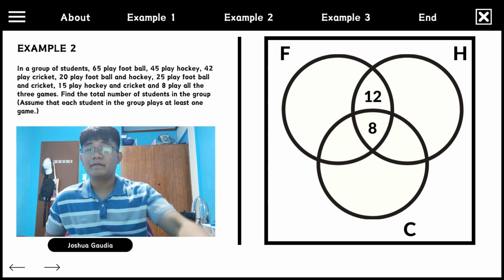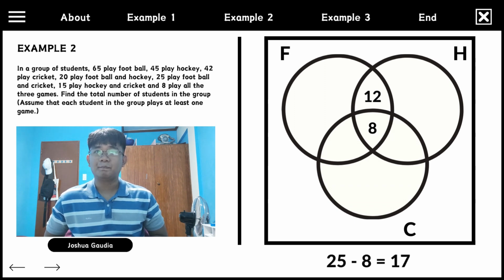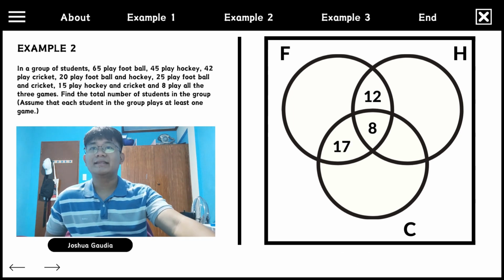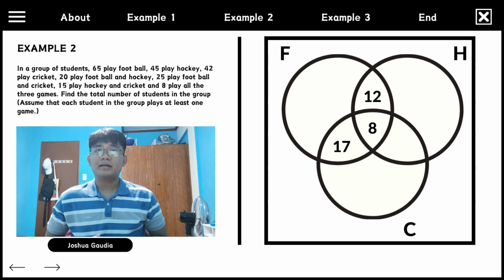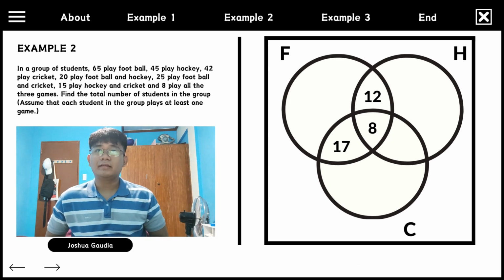Then, there are 25 students who play football and cricket. So again, we subtract the 8 students first and then input the result in the space where the F circle is overlapping the C circle. So that's 25 minus 8 is equal to 17. Lastly, there are 15 students who play hockey and cricket. We subtract 8 once more, so 15 minus 8 is equal to 7. And then we input that in the space where the C and H circles overlap.